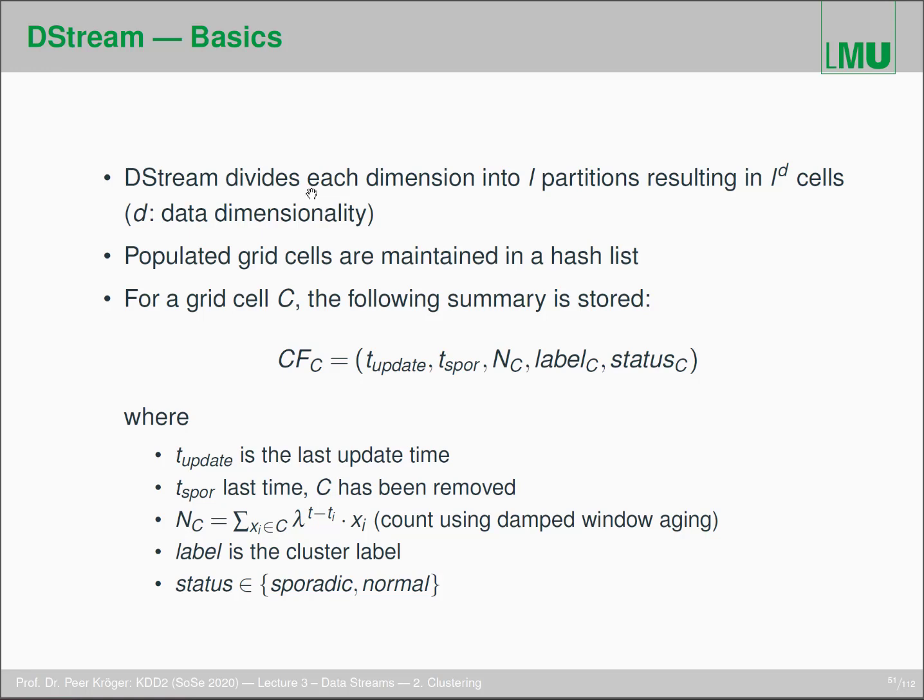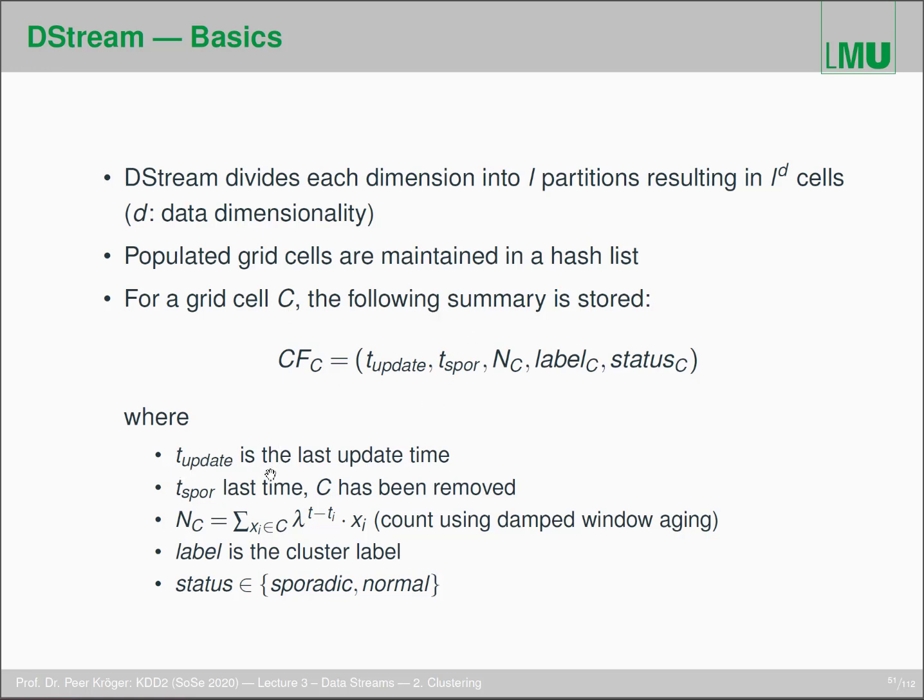DStream uses a fixed grid, so it divides each dimension into L partitions. So for d-dimensional data sets, we have L to the power of d cells, which is a lot typically if d is a little bit higher. So DStream proposes to only maintain populated grid cells, because otherwise it's much too large, and those are maintained in a hash list. And for a populated grid cell C, the following summaries are stored or aggregated.